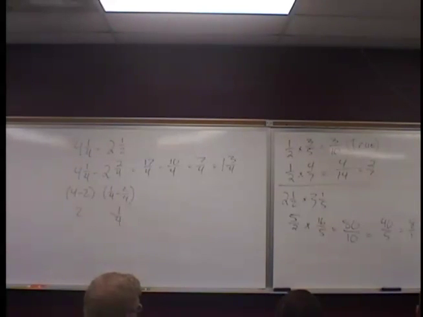I agree. When you have two numbers that have zeros at the end, you can just lop off as many zeros as there are, because basically you're dividing the top and the bottom by 10. All right?